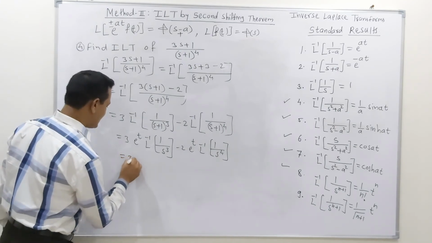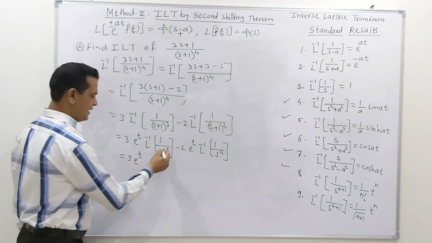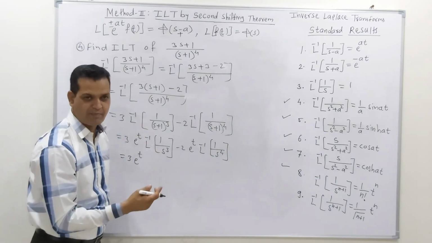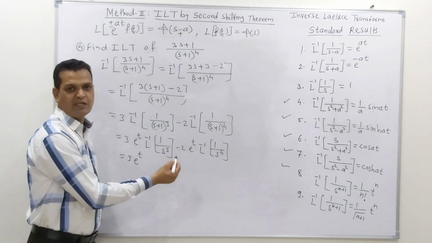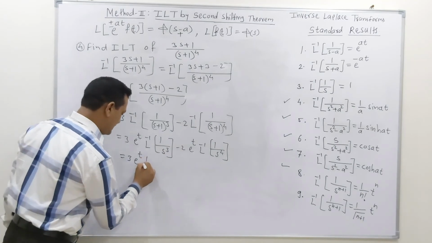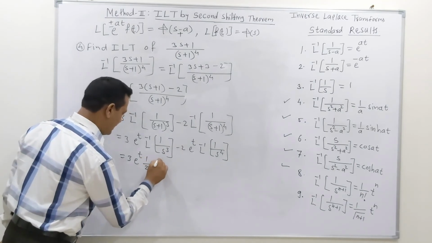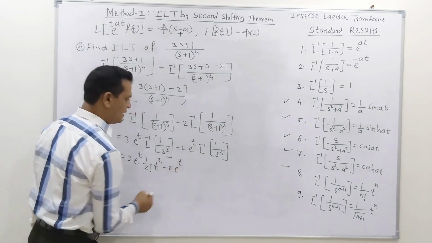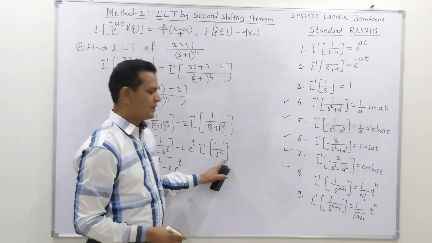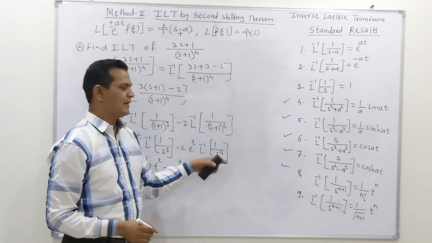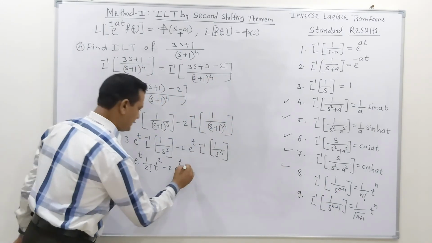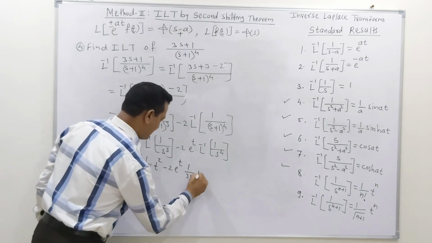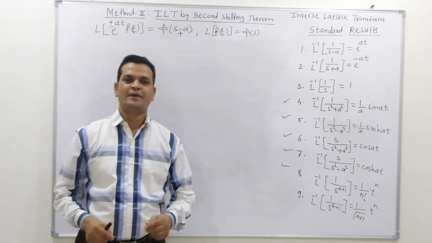So we can write this as 3 e raised to t, then here this is our type inverse Laplace transformation of 1 upon s raised to n plus 1, where the value of n plus 1 is 3, so n is equal to 2, so we can write this as 1 upon 2 factorial into t square, minus 2 e raised to t, then here s raised to 4, so value of n plus 1 is 4, so value of n is 3, so we can write this as 1 upon 3 factorial, then t.